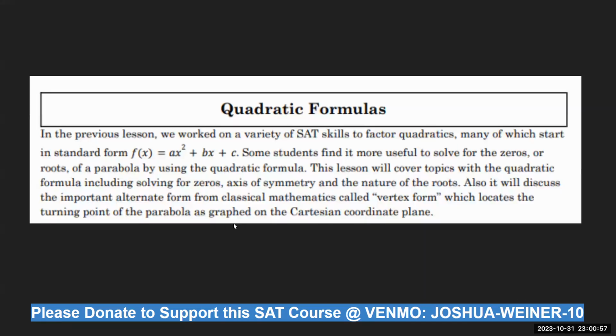In the previous lesson, we worked on a variety of SAT skills to factor quadratics, many of which start in standard form, f of x equals ax squared plus bx plus c. Some students find it more useful to solve for the zeros or roots of a parabola by using the quadratic formula. So this lesson will cover topics with the quadratic formula, solving for zeros, the axis of symmetry, and the nature of the roots. It will also discuss the important alternate form from classical mathematics called vertex form, which locates the turning point of the parabola as graphed in the Cartesian coordinate plane.